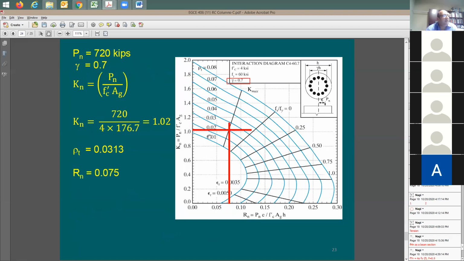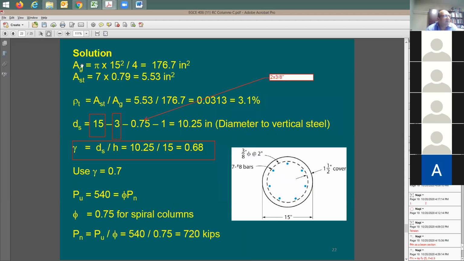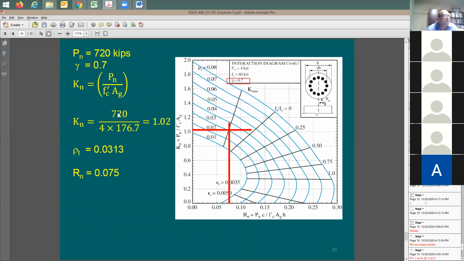Now let's see what I can do here. This factor K sub n, I need to find it out. And what is K sub n equal to? Pn, the 720, divided by f prime c, the 4 ksi, divided by the cross-section area of the 15-inch column, which is 176.7. My Kn here equals 1.02, is about 1. So I'm gonna say, okay, here we go. I'm just gonna go straight.